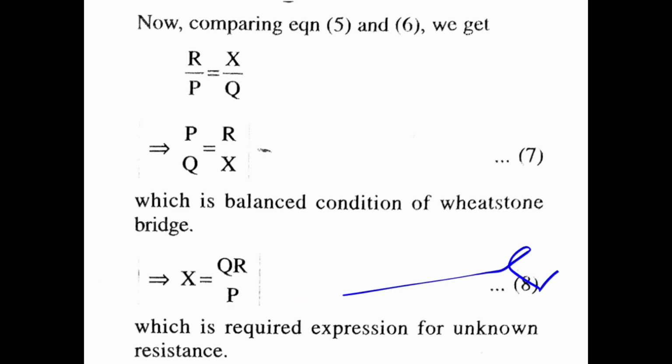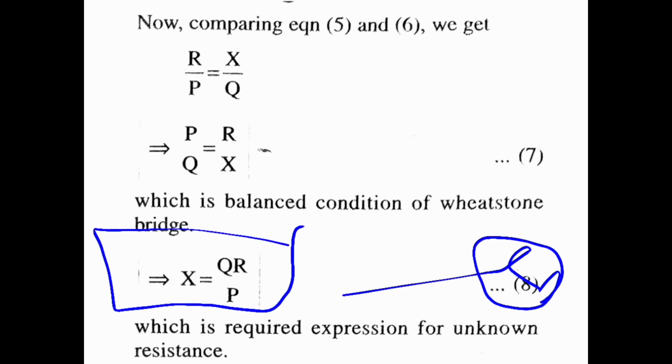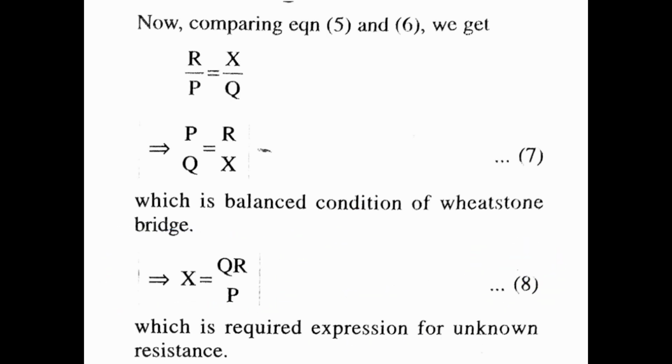This is where we have to apply Kirchhoff's law, that is the first law, the current law, and the second law, the EMF law, and we get the unknown resistance of a Wheatstone bridge, and also the balance condition, which is the correct expression. Okay, this is all about Kirchhoff's law and Wheatstone bridge.